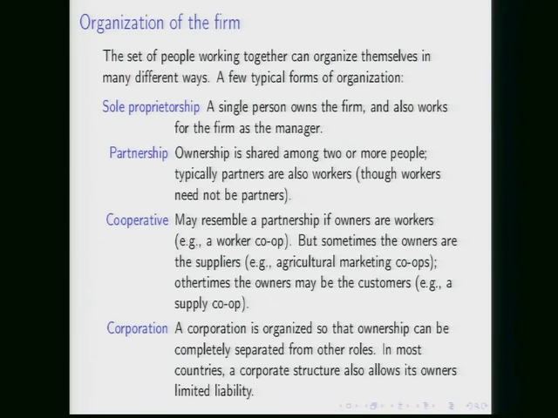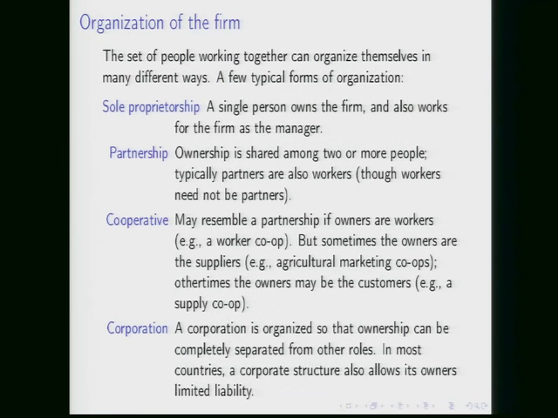Okay, what else? A partnership is another example. Again, this has a distinct legal status. So if you have a partnership, you'll be filling out Schedule K for the IRS, and this is a case where ownership is shared among two or more people. So a partnership suggests it's more than one person. The sort of stereotypical case we'll think about is one where the partners are also workers.